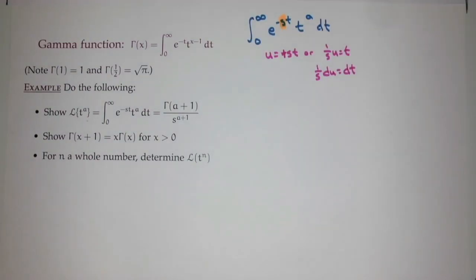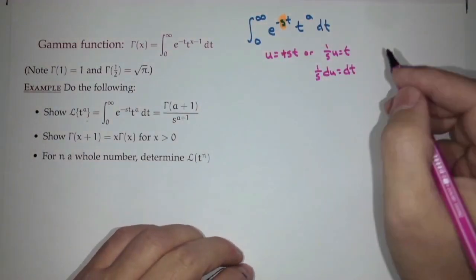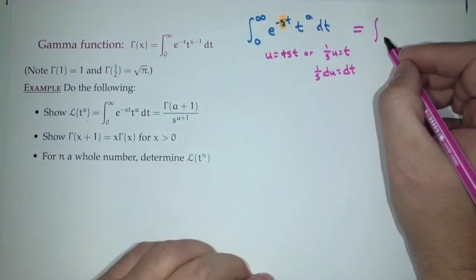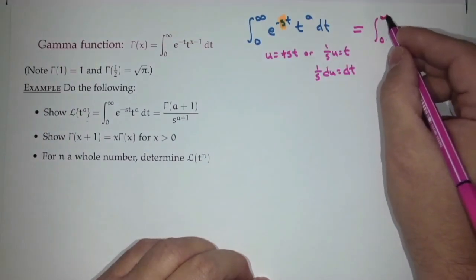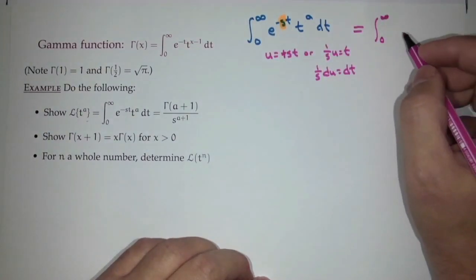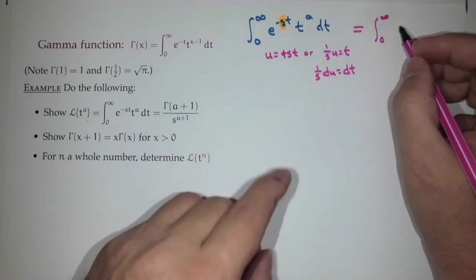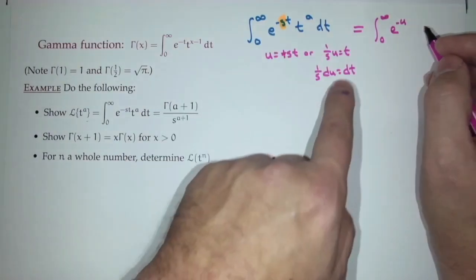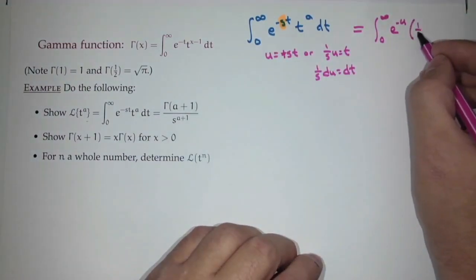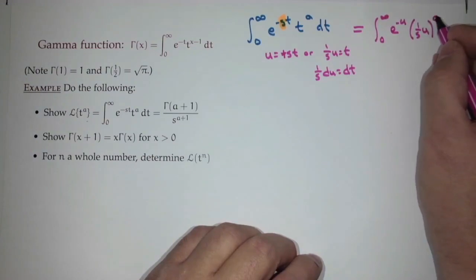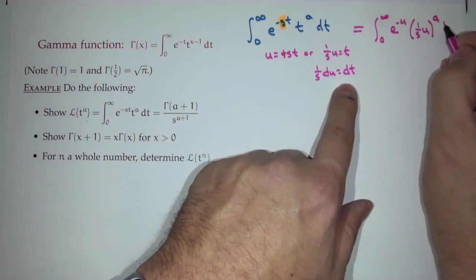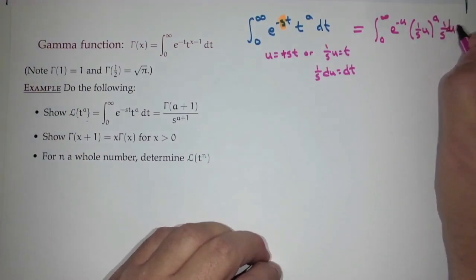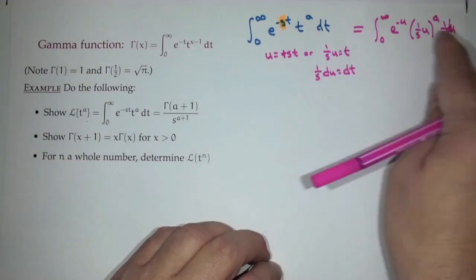Okay. So if we make that substitution, the bounds will still stay the same because we always work with positive S. 0 to infinity. ST becomes U. T, well, that becomes 1 over S times U to the power A. dt is 1 over S du. Excuse me. Okay, so that's the dt.